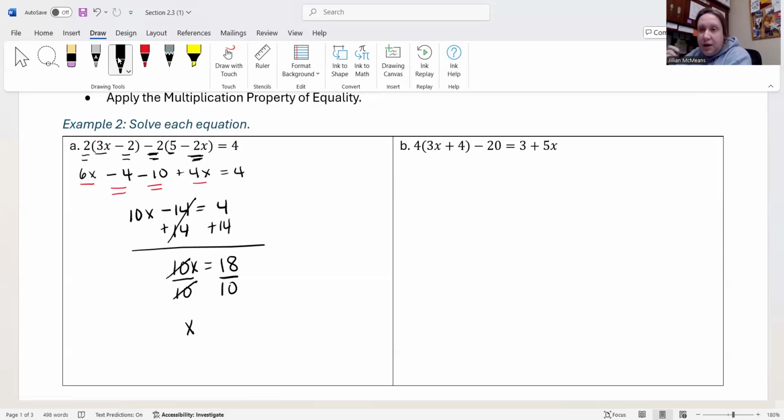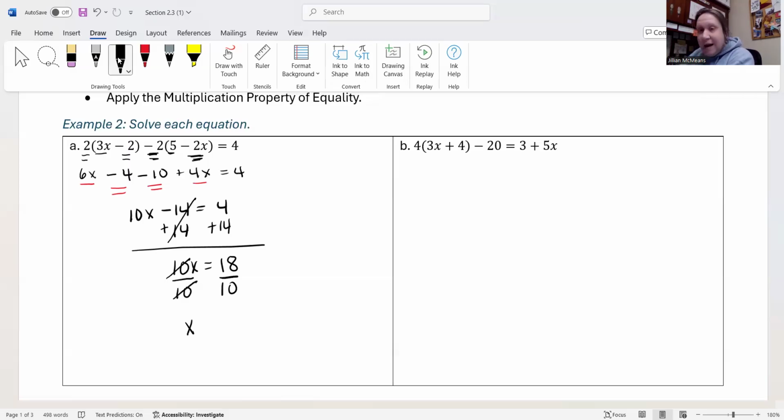We could technically write this as a decimal. We could technically write this as a mixed number, but you just don't. When you're solving these generic equations, you leave your answer as a simplified improper fraction. That's just the way we do it. There are times where the decimal is appropriate. There are very few times where the mixed number is appropriate, but 9 times out of 10, you just leave it as an improper fraction.